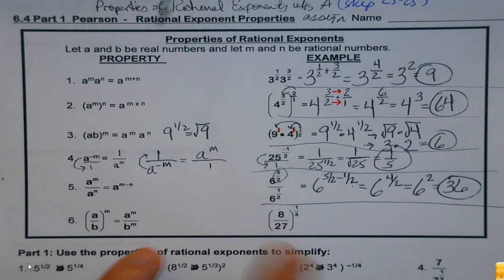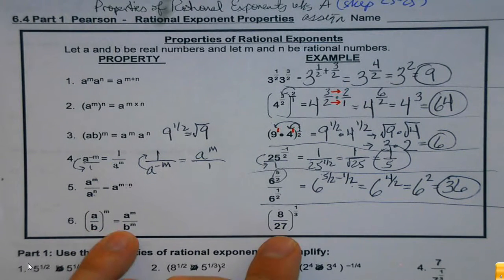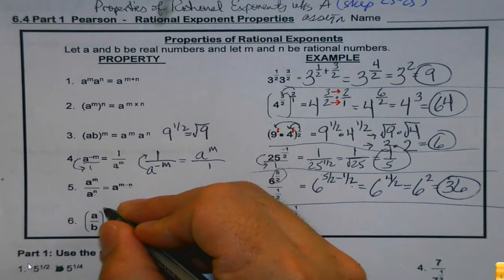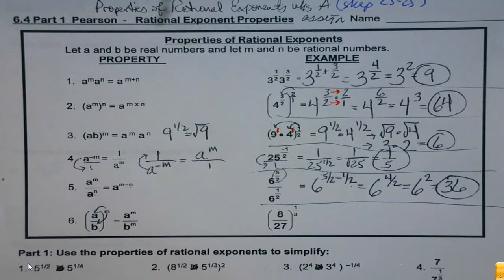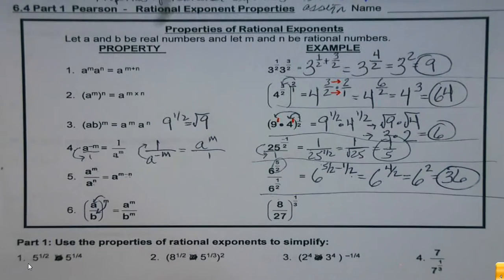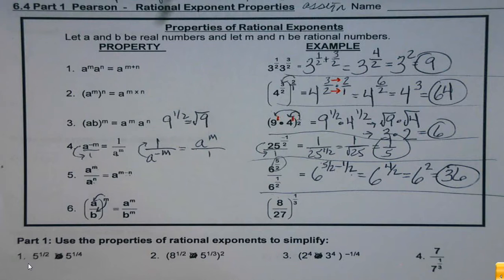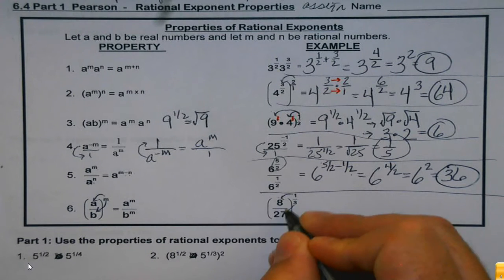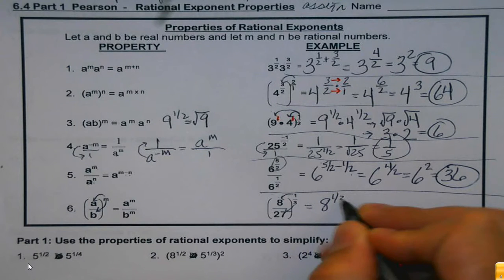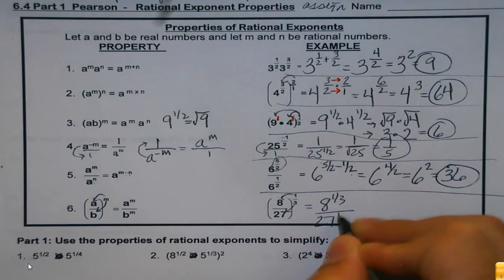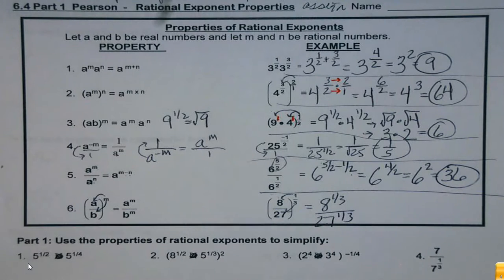And so then our final one in the review, again, if I have an exponent outside of a fraction, I've got to make sure that distributes to both the numerator and the denominator. This one's a little different. So we've got 8 to the 1/3 divided by 27 to the 1/3.